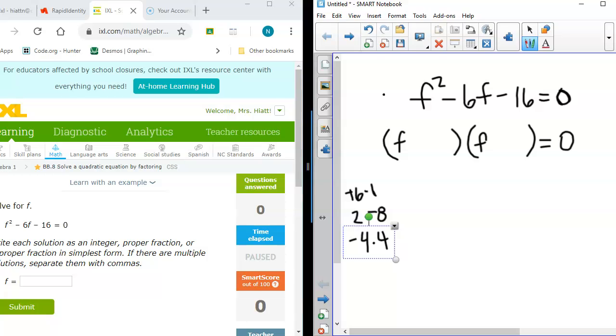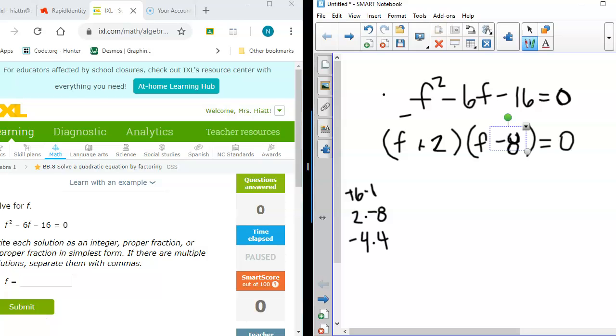Now that only works whenever you've just got an f and f. If there was a number in front of this f squared right here, then it wouldn't work. But if I do plus 2 right here and minus 8 right here, then I've got this set up.